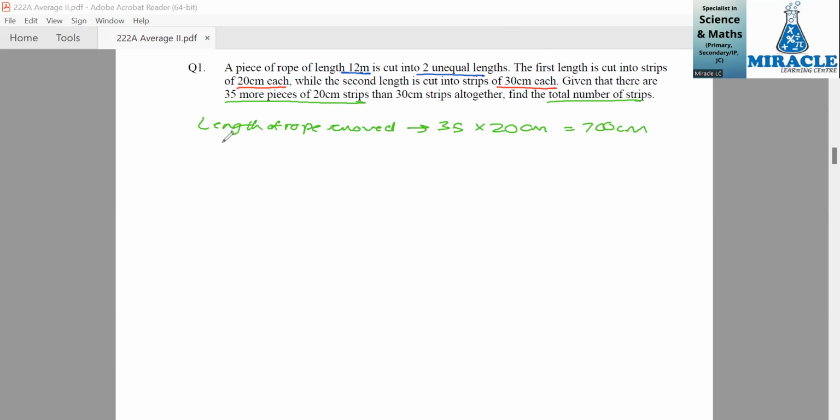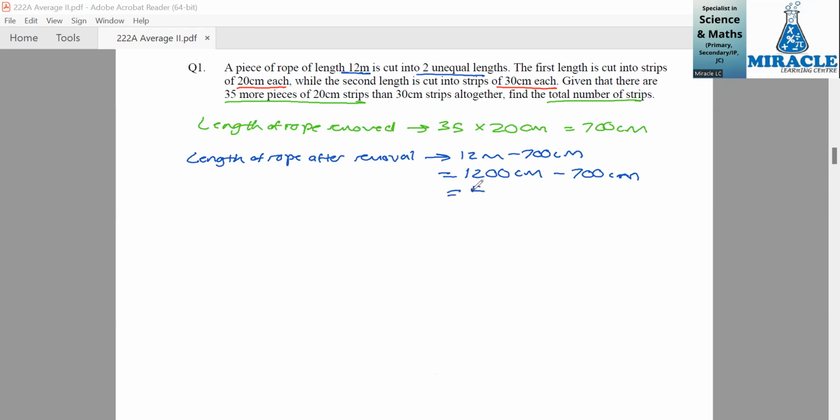So now we need to find the total length of rope after removal. We know that originally the length of rope is 12 meters. So length of rope after removal would be 12 meters minus 700 cm. So we have to make meters into centimeters. We multiply 12 by 100, and this will give us 1,200 cm. And this will give us 500 cm.